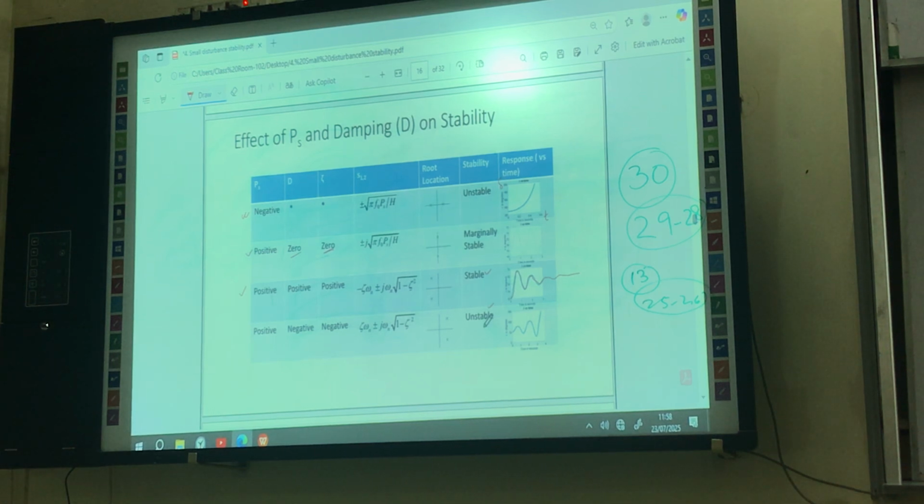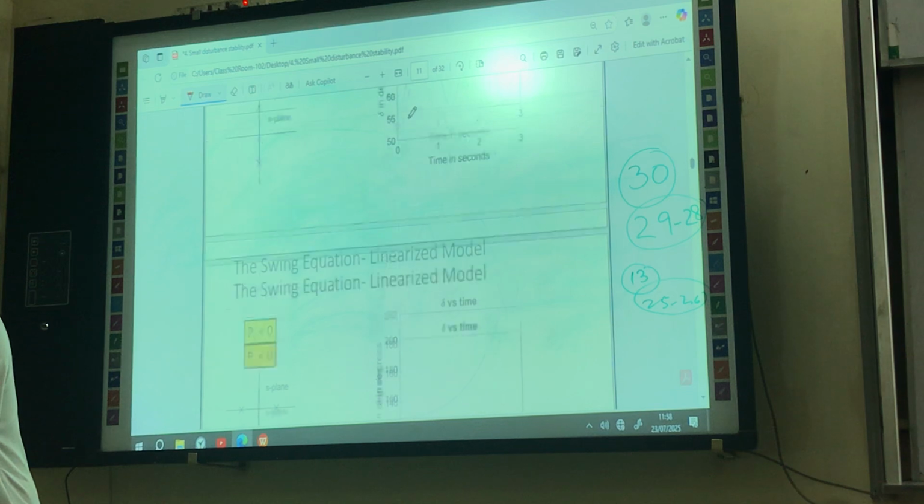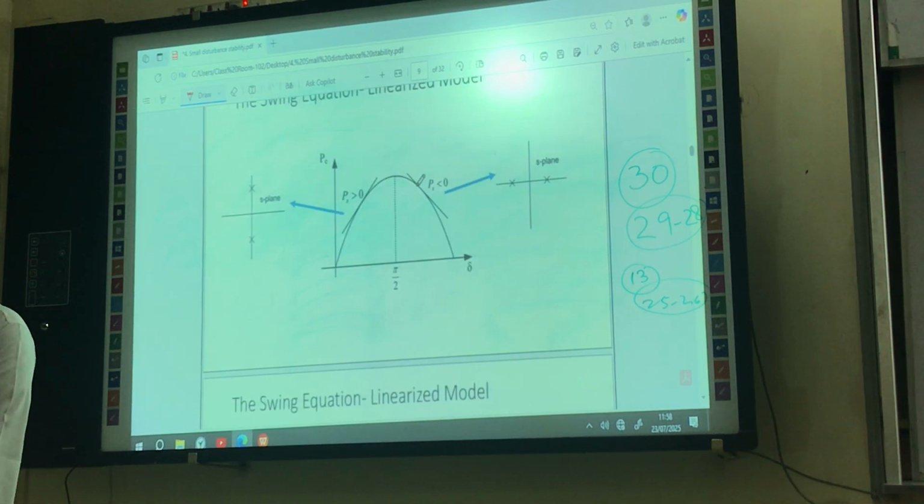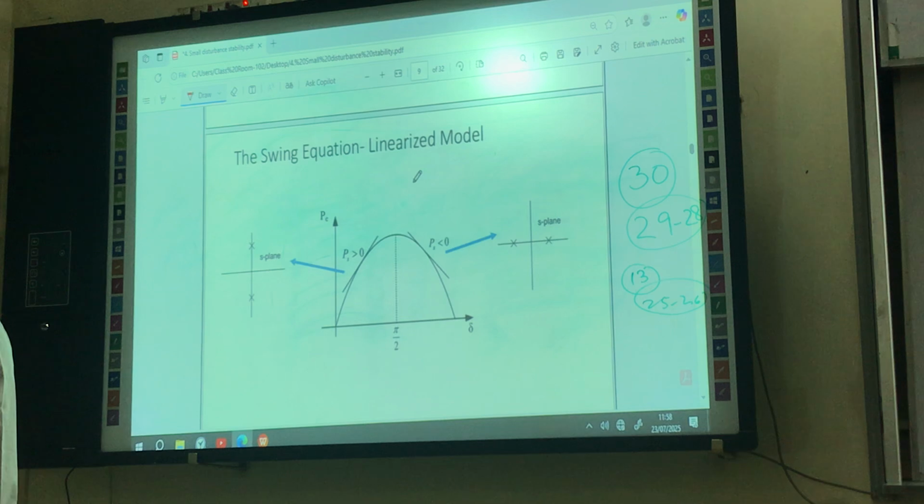Sir, if PS is negative, then why don't we need to bother about G and theta? Once PS is negative, let's go back to the previous slide. This is the PS case, and this is the case without damping, where we didn't consider the damping effect. This is the power angle curve, T versus delta. It lies between 0 and pi, with the maximum at pi by 2. From 0 to pi by 2, the slope is positive. The slope is represented by PS, which means PS is positive.